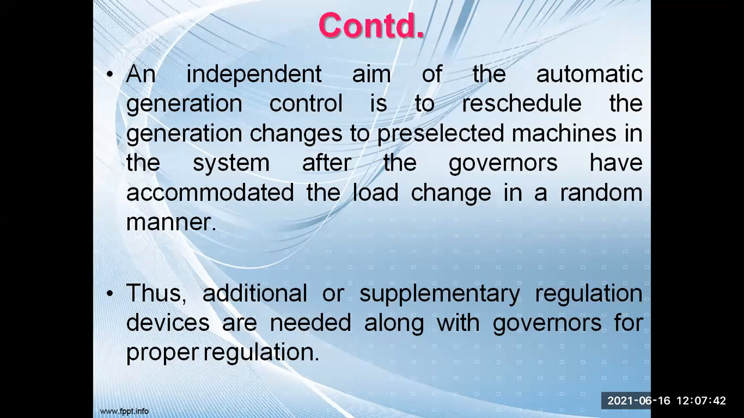We have discussed economic load dispatch. There the generators are basically supplying the load, and how the generation scheduling is to be done is the task of economic load dispatch. So when there is a change in the active power load demand, economic load dispatch will be performed. With its help, the total generation is redistributed among the load, and then the system will again be operated at the normal frequency. Thus additional and supplementary regulation devices are needed along with the governors for proper regulation.